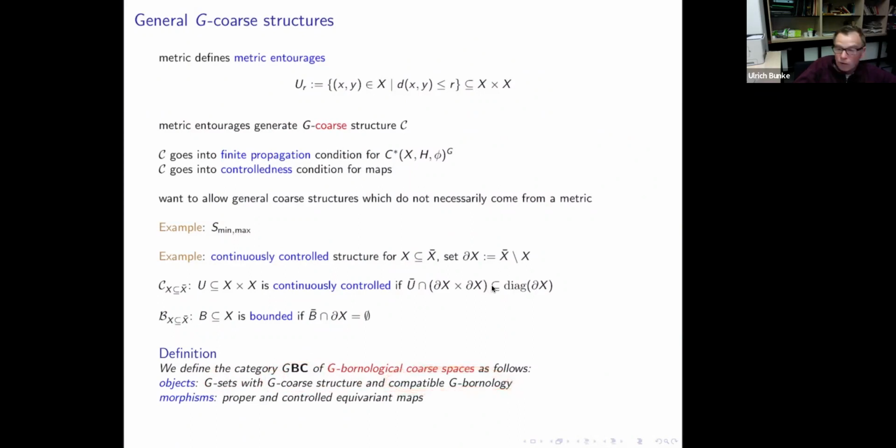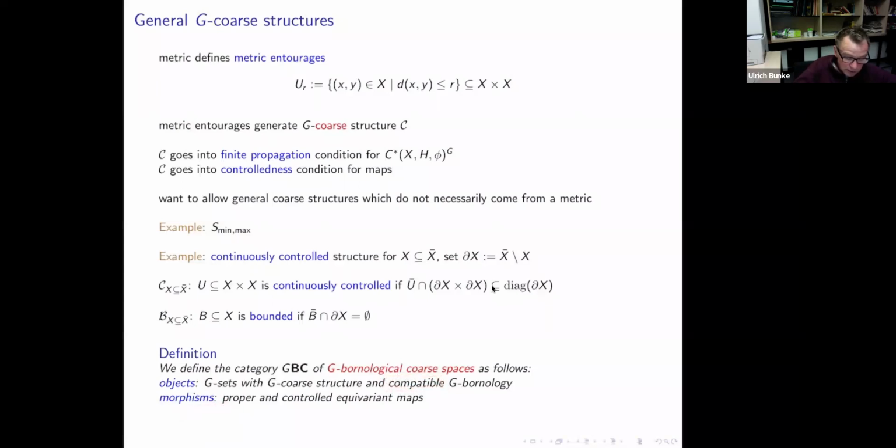A G-coarse structure is a coarse structure which is invariant under G, with the additional property that there are sufficiently many G-invariant entourages. This reflects isometric actions. So here I want that every entourage is contained in an invariant entourage. And the G-bornology, of course, is a G-invariant bornology. Compatible means that if I thicken a bounded subset by a coarse entourage, then I want it to be again bounded. This is a compatibility between the bornology and the coarse structure.